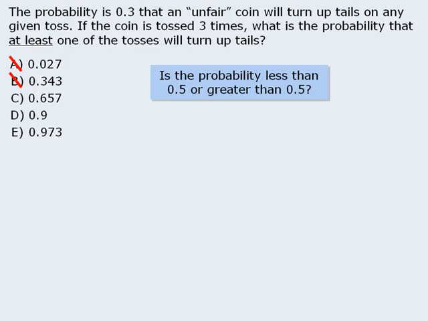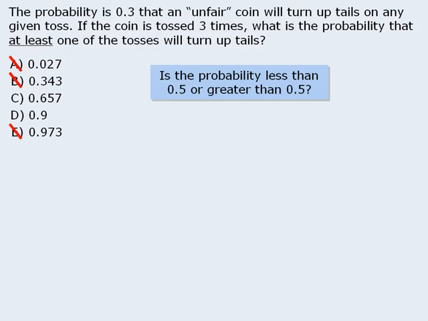Are there any other answer choices you might eliminate? Now keep in mind that you do not know how to solve this question, so when we are guessing, we need to be somewhat aggressive. What about answer choice E? A probability of 0.973 seems too high to be the correct answer. This answer choice suggests that it is highly likely for at least one toss to turn up tails. Now, if you don't feel that this answer seems right, you might eliminate answer choice E as well.